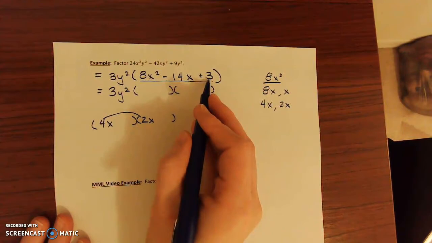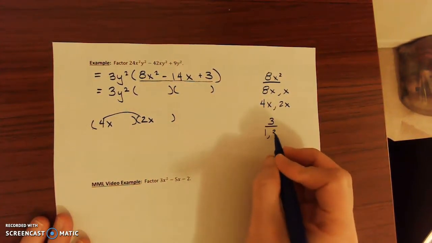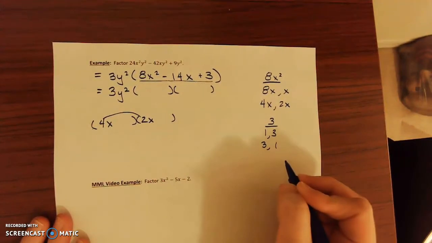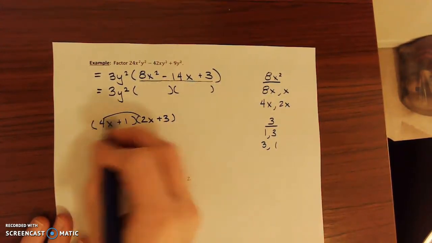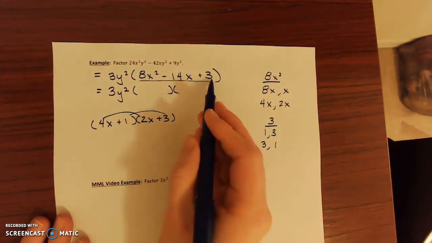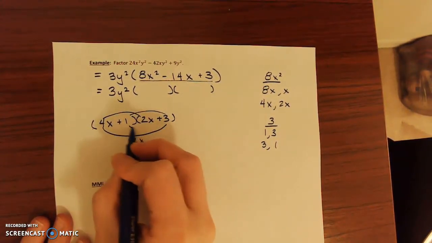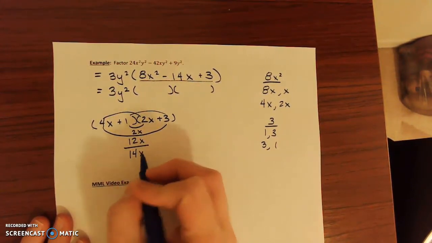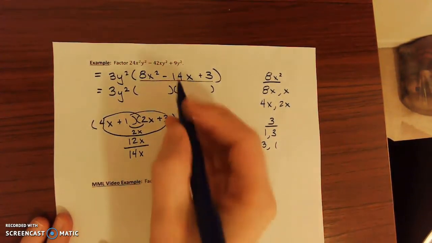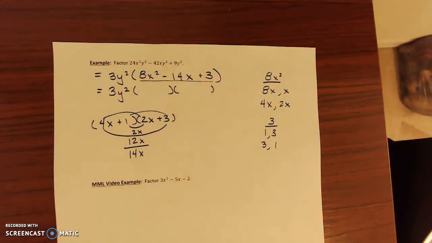Last times last needs to multiply to 3, so I need factors of 3, such as 1 and 3 or 3 and 1. All right, so why don't I try 1 and 3, right? We got our first times first is good, last times last is good. When I multiply my outer terms, I get 12x. I multiply my inner terms, I get 2x. Those add up to 14x, but I was hoping for negative 14x. So remember what I should do, it's just the opposite of what I was hoping for.